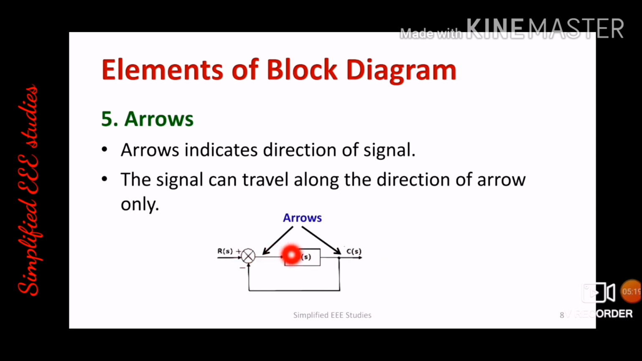So this is the movement of the signal. We can observe the movement of the signal. The arrow represents the direction of the signal. How does that particular signal move? You have to specify the direction. With the help of that arrow, you can predict the direction of the signal. So that is about arrows. These are the major 5 elements in a block diagram.